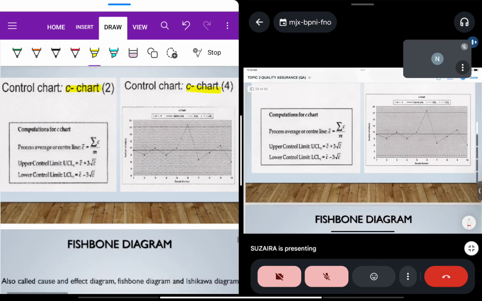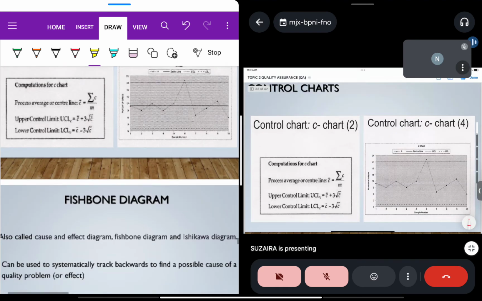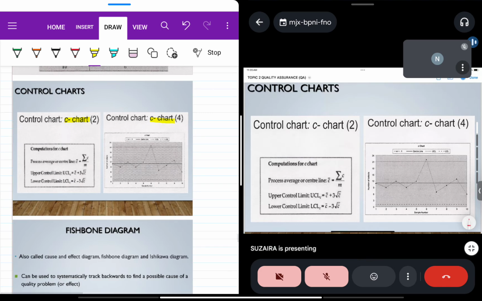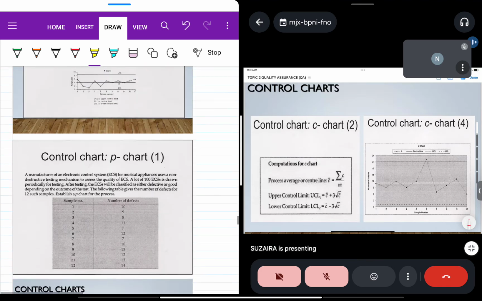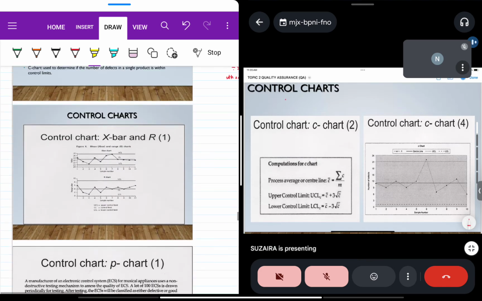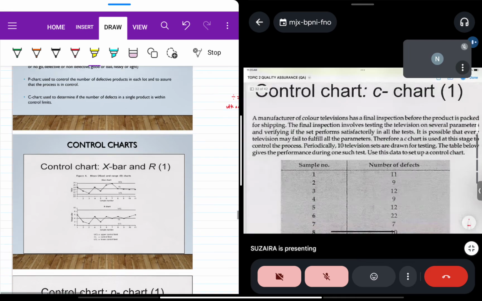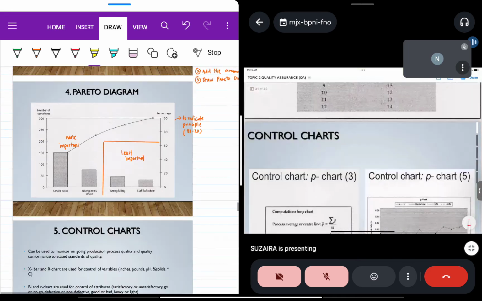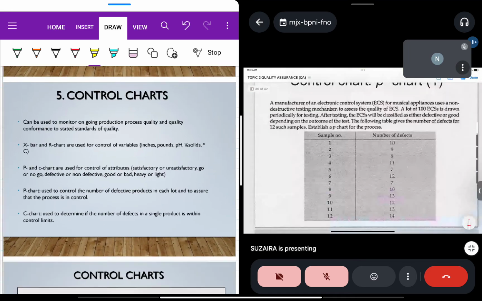So what we want to do today is go through the calculation for the P and C charts. But before that, let's take a look at the introduction.